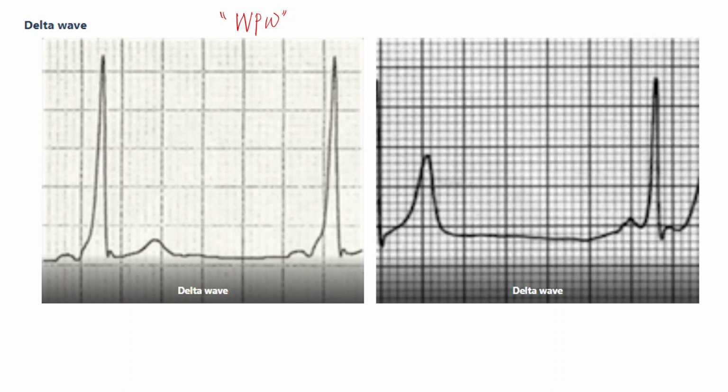Type A will behave similar to RBBB. If you want to localize the accessory pathway in WPW, I have already told you that it can be type A or it can be type B. Type A will behave similar to right bundle branch block. Type B will behave similar to left bundle branch block. In type A, the accessory pathway is on the left side. In type B, the accessory pathway is on the right side.